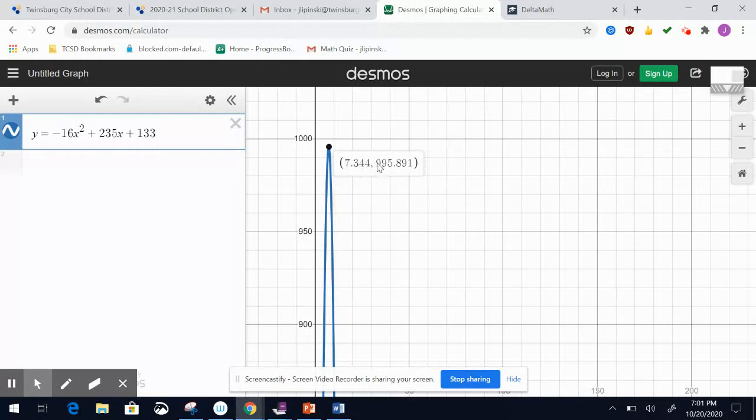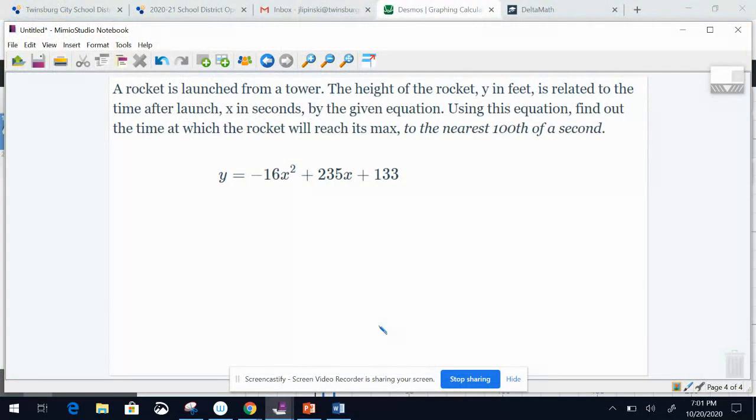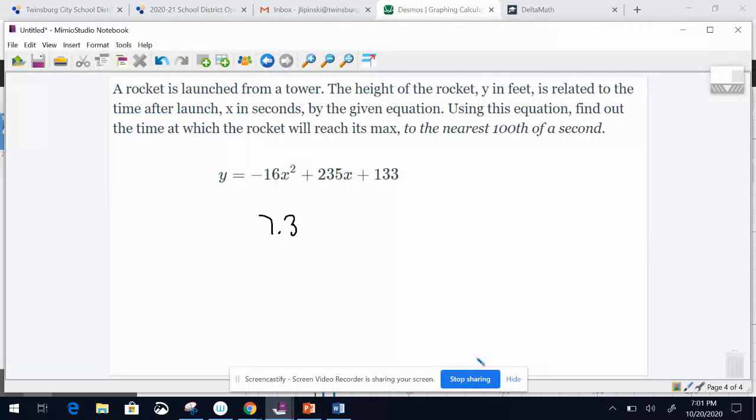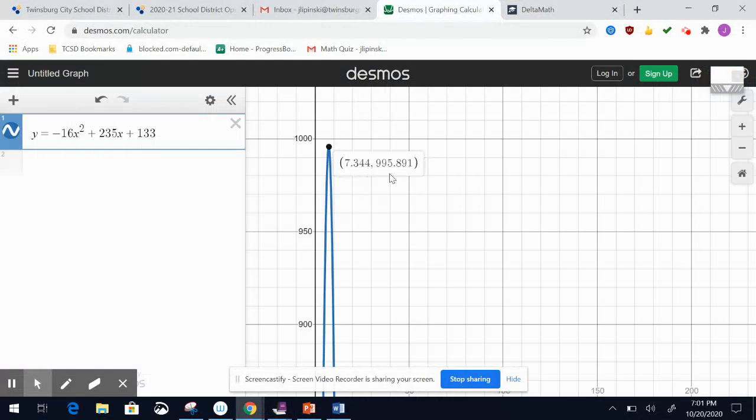So it says to the nearest hundredth of a second, so it'd be 7.344. Okay, so it'd be 7.344. So it would take 7.3. Oh, that is not what I just said. 7.34 seconds to the nearest hundredth. Okay, 7.34 seconds to get to its maximum height. And what would that maximum height be? That maximum height would be 995 feet.